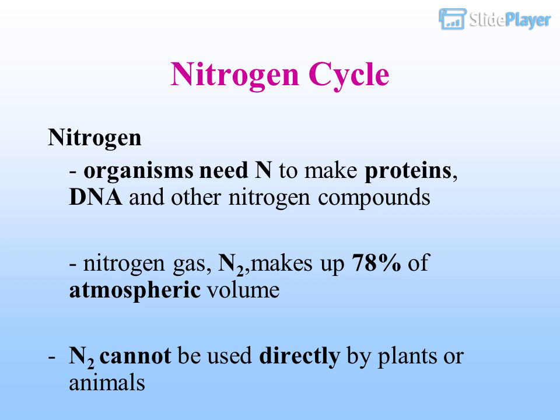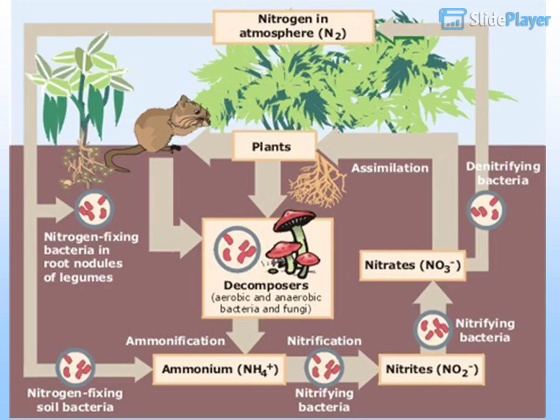Nitrogen cycle. Organisms need N to make proteins, DNA and other nitrogen compounds. Nitrogen gas, N2, makes up 78% of atmospheric volume. N2 cannot be used directly by plants or animals.